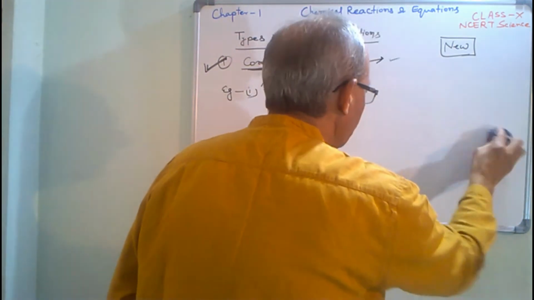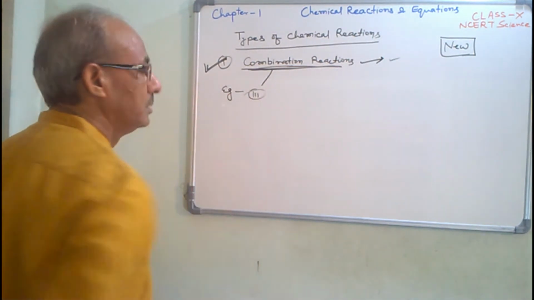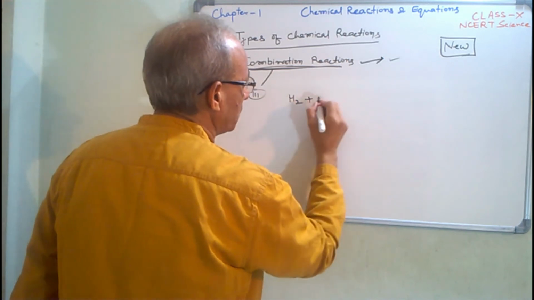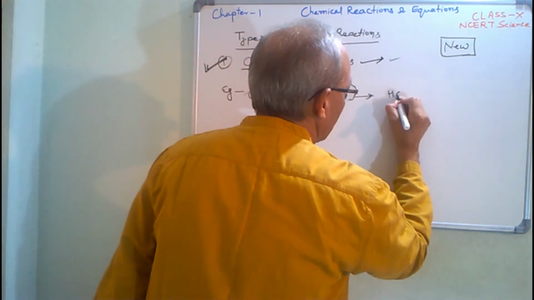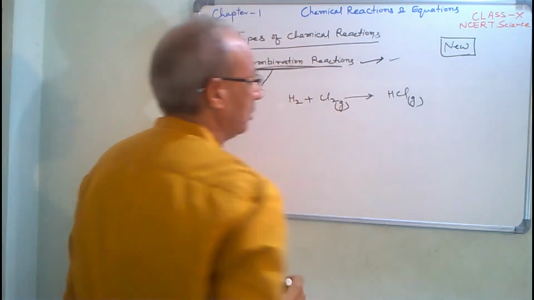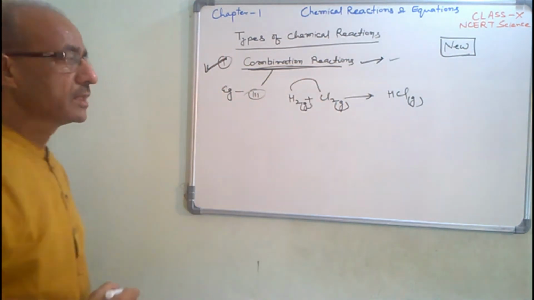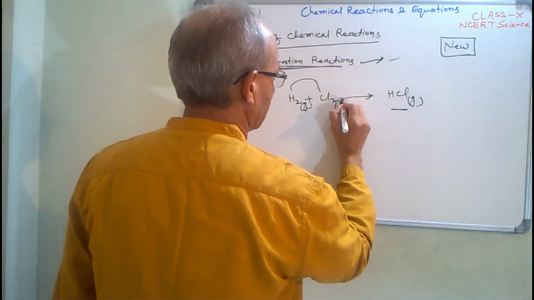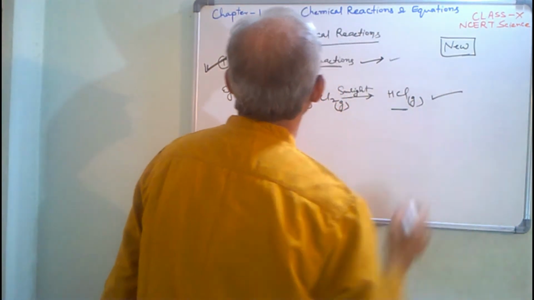Similarly, in presence of sunlight, this is the third example which we are going to discuss. In presence of sunlight, hydrogen gas combines with chlorine gas, and here hydrochloric acid gas is formed. All are in gaseous state. Here two chemical substances combine together to form a single product, so it is a type of combination reaction. Here the condition is sunlight. This is also an example of combination reaction.